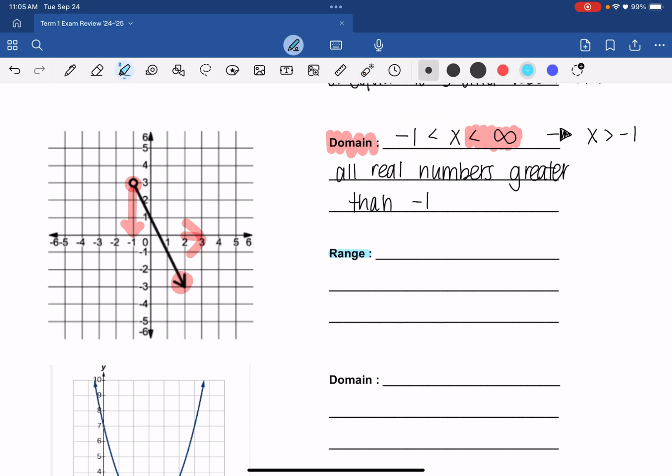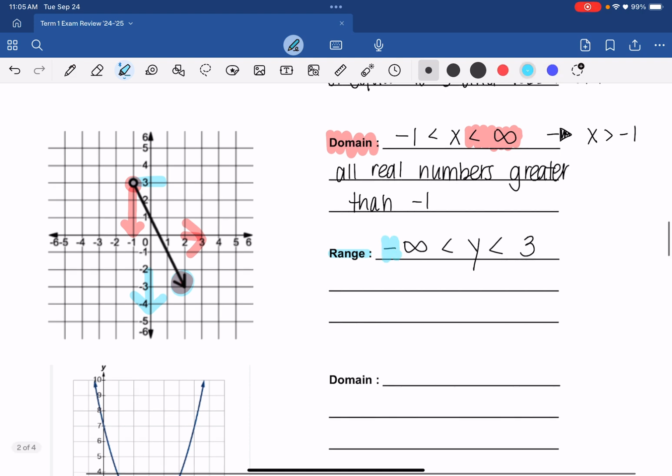So my range is bottom to top, but I go to the bottom and it's an arrow, and I go to my top and it stops at 3. So because my arrow is pointing down forever, I'm going to put negative infinity on this side. Inequality faces this way. Y goes in the middle. Inequality faces that way always. And then the top of the graph is 3. So the range is all real numbers that are less than 3.